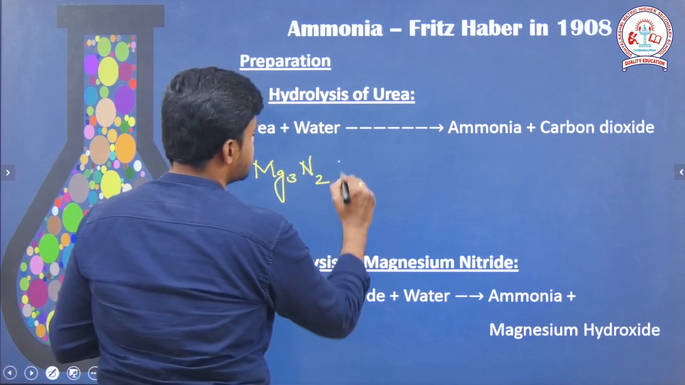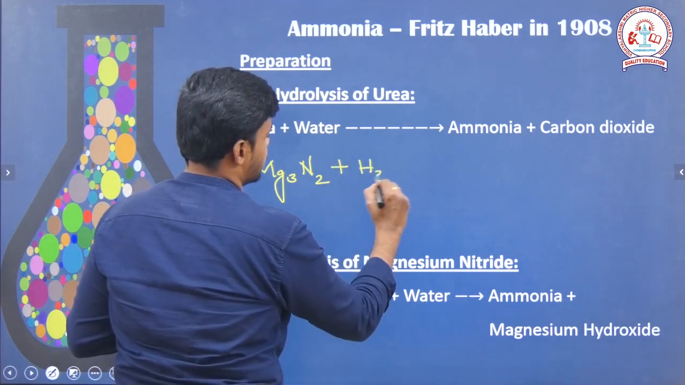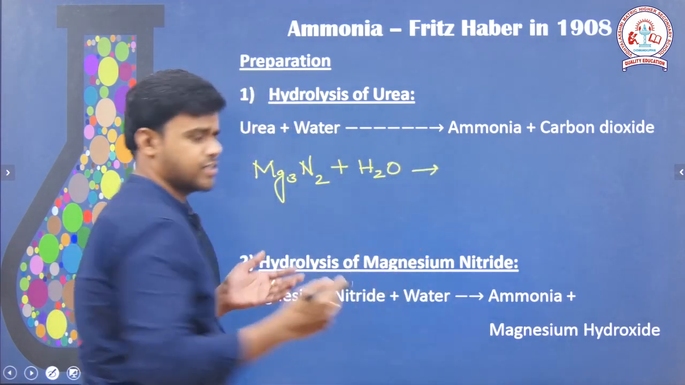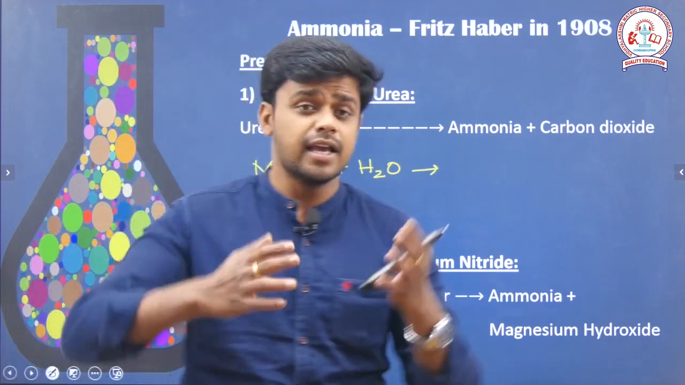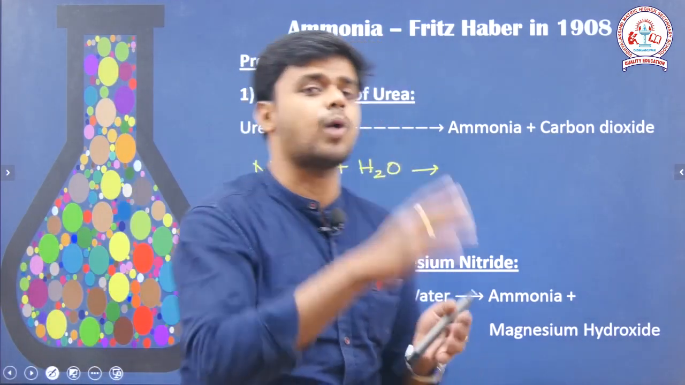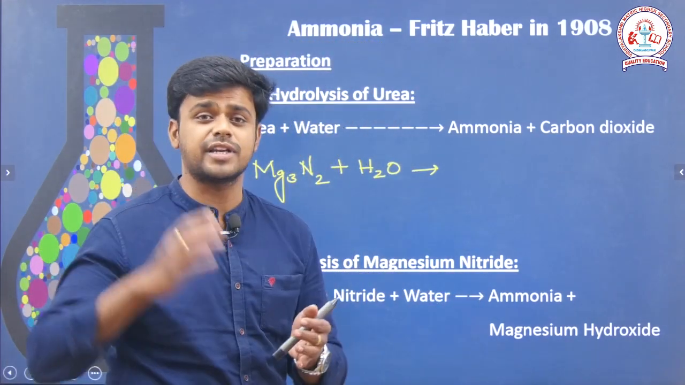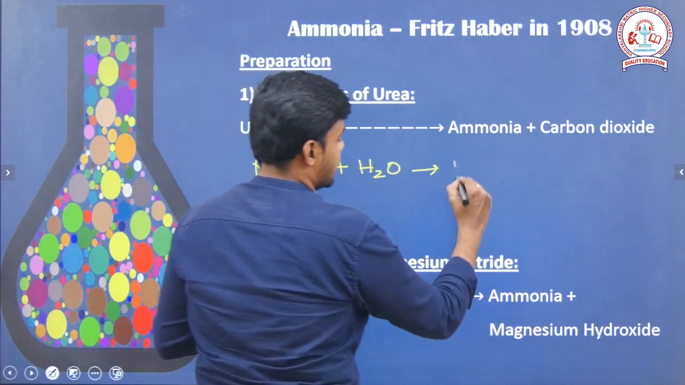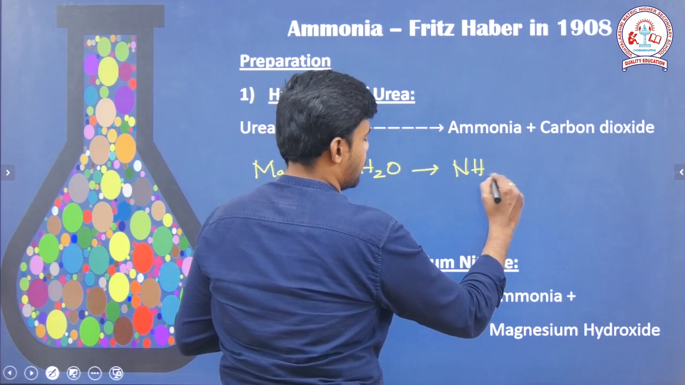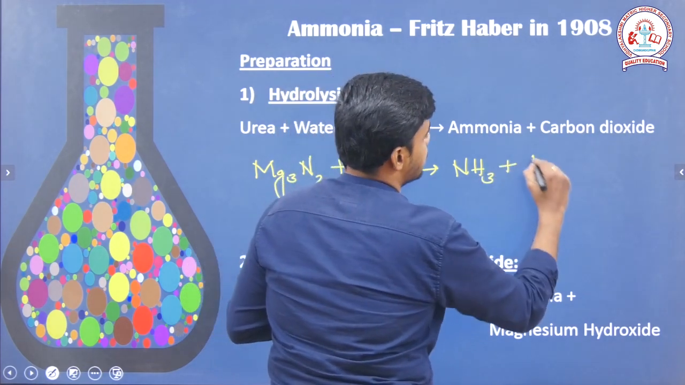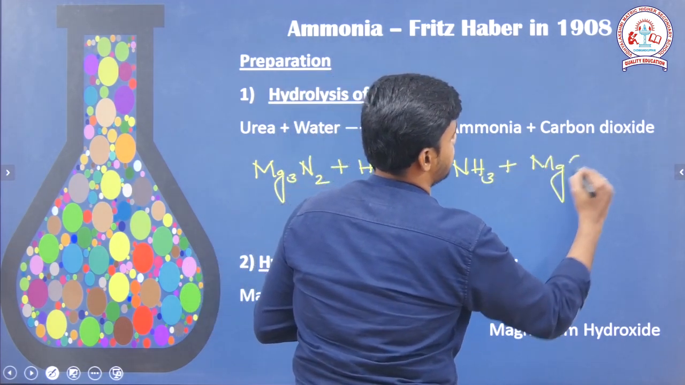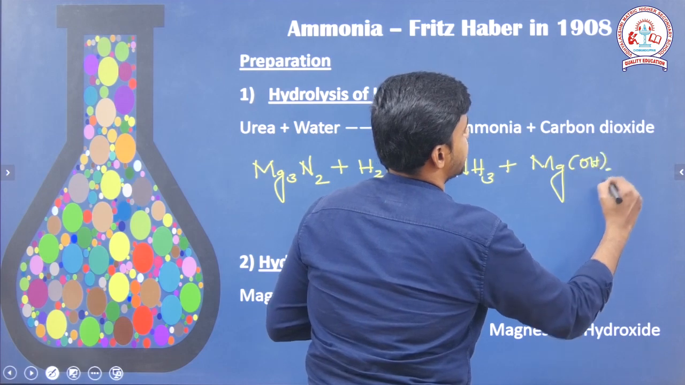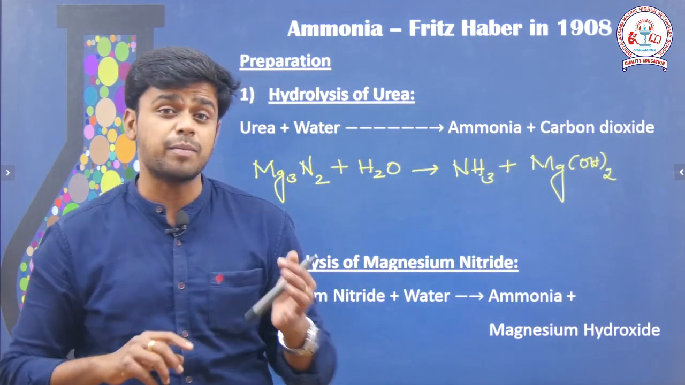And when this Mg3N2 is treated with water, I could say this is also a hydrolysis, because we are breaking the magnesium nitride with the help of water. With water, what we are doing is breaking the magnesium nitride, right? If you do that, what will we get? Our product is ammonia, and we will get magnesium hydroxide as a byproduct.